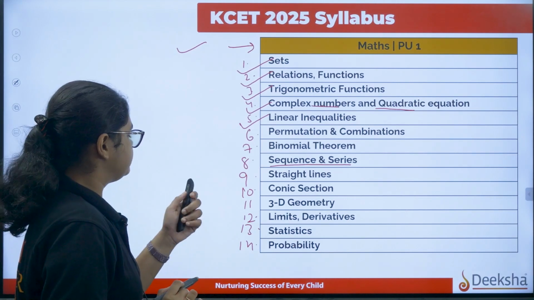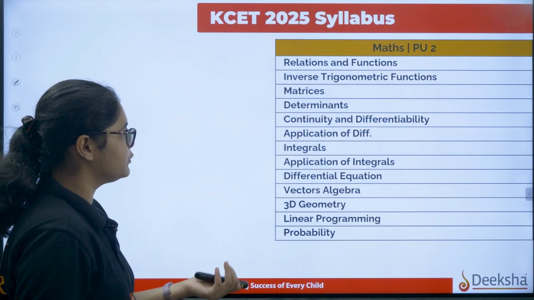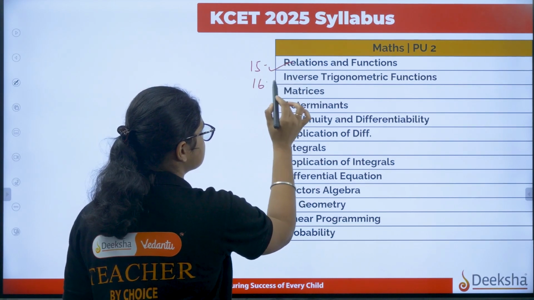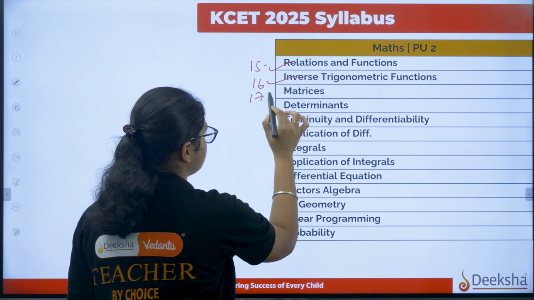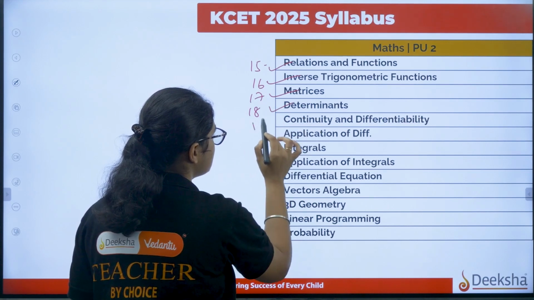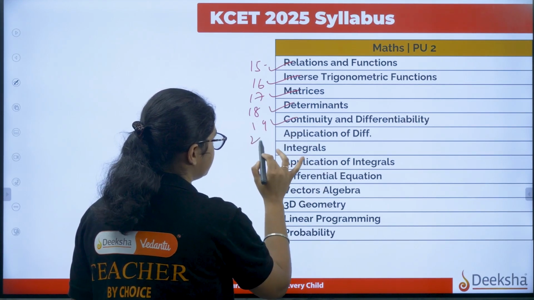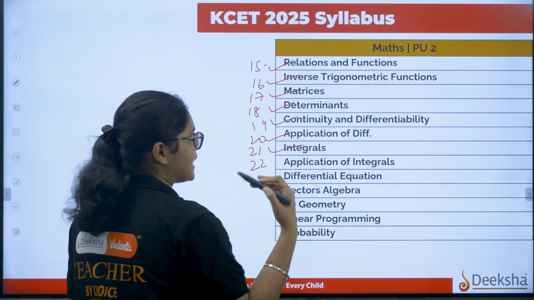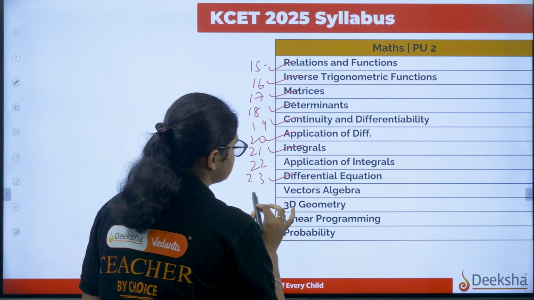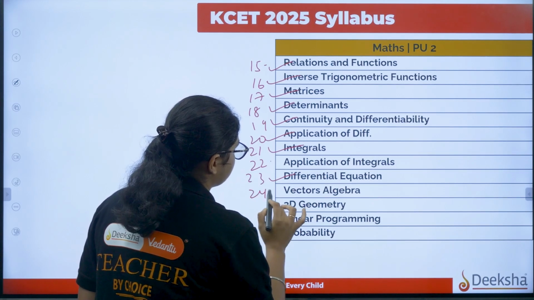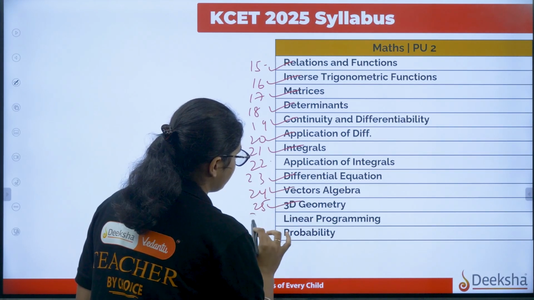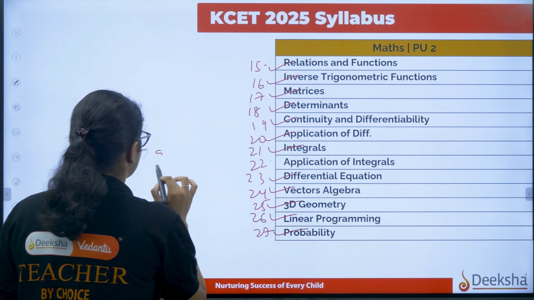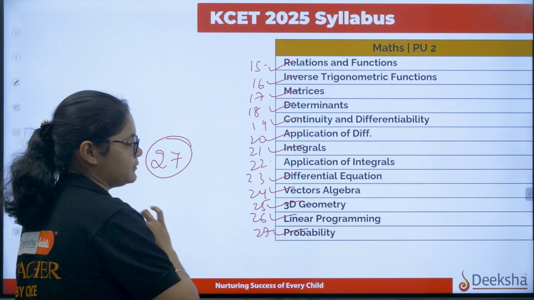Okay. Now coming to the maths PU2. So again first, we have, say, 15th will be your relations and functions, 16th is inverse trigonometric functions, 17th is matrices, 18th is determinants, 19th is continuity and differentiability, 20 is application of differentiation, 21 is integrals, 22 is application of integrals, 23 is differential equations, then you have 24 vectors and algebra, 25 3D geometry, 26 linear programming, 27 is probability. Okay, so you have total 27 chapters in maths.